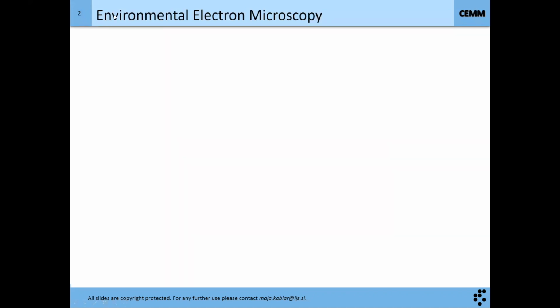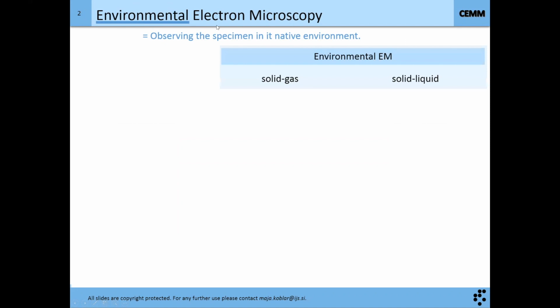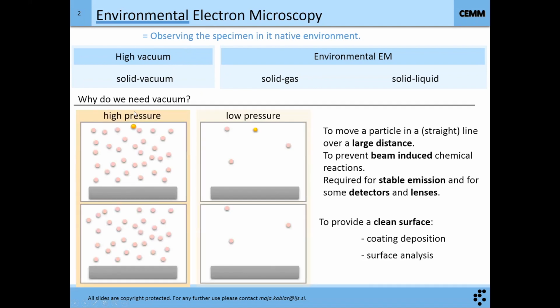First of all, what is environmental electron microscopy? Environmental means that you're observing the specimen in its native environment. That could be either the solid-gas or solid-liquid interface. We usually do SEM or TEM electron microscopy in the solid-vacuum interface. So why do we need vacuum?